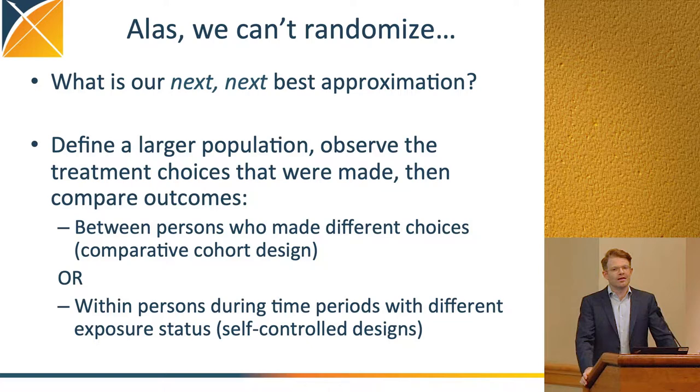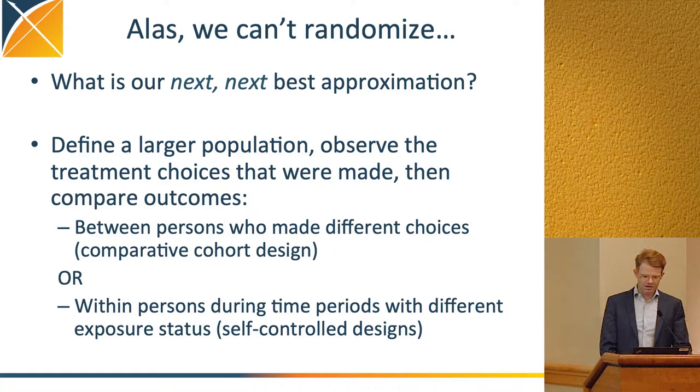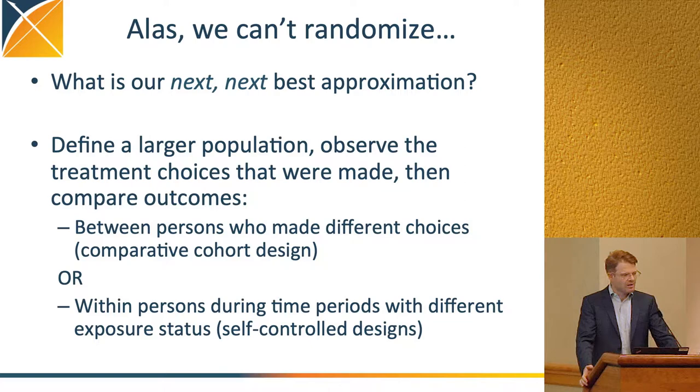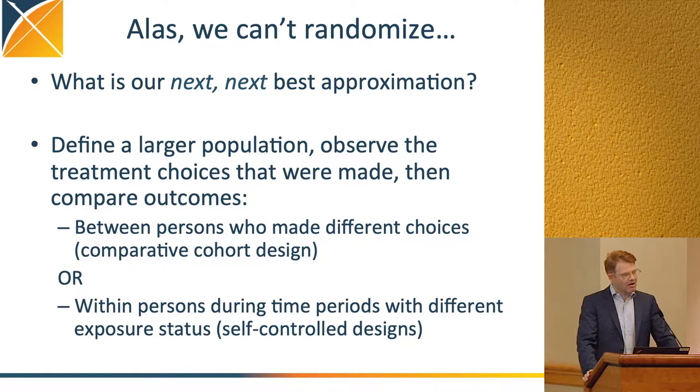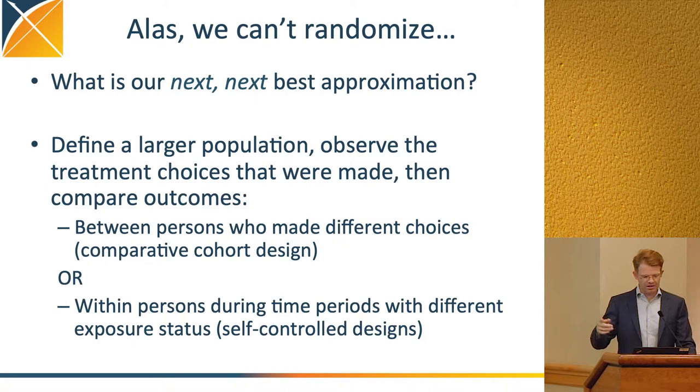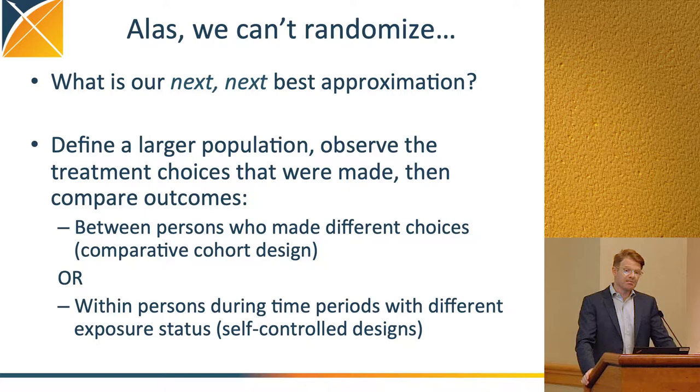So given that we can't create a true counterfactual because we don't have a time machine, and in the case where we can't do a randomized trial because of ethical, cost or time reasons, we can approach this from an observational standpoint. To do that, we would specifically define a larger population and observe what treatment choices were made, or were already made in the past. We're no longer thinking prospectively, but retrospectively, and then compare outcomes. These treatment choices can be compared between people who made different choices, like our hockey players: some took one, some took the other. Or you can compare the treatment choices in the same person, but at different periods of time in their recorded medical history.